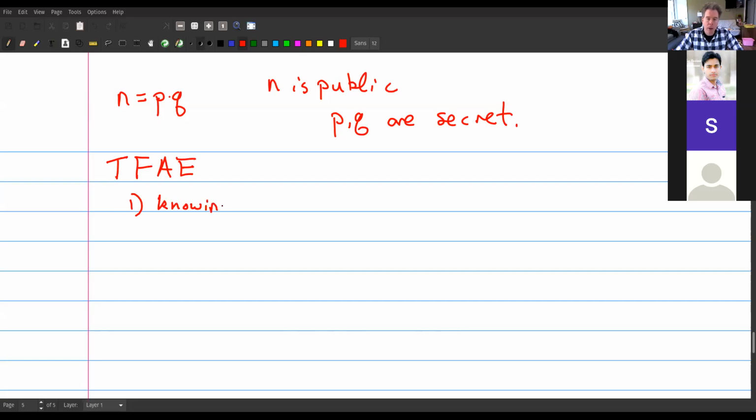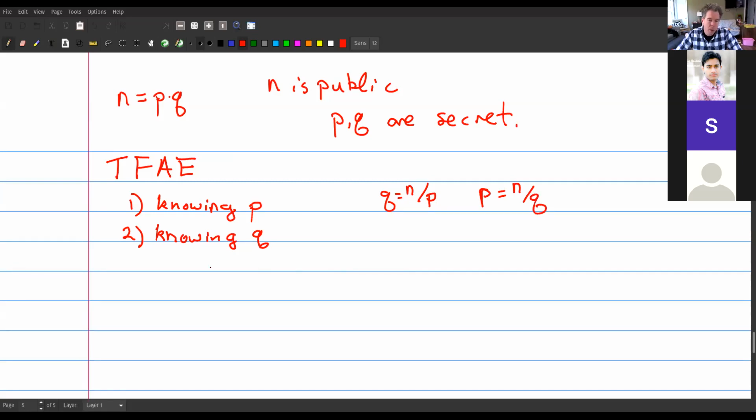So suppose that you somehow figure out what p is. If you know p, it turns out that this is really the same as knowing q. Why is that true? It's because if you know P, then Q is just equal to N divided by P, and division doesn't take that long. If you know P, you can quickly figure out Q. If you know Q, then you can quickly figure out P because P is just N divided by Q.